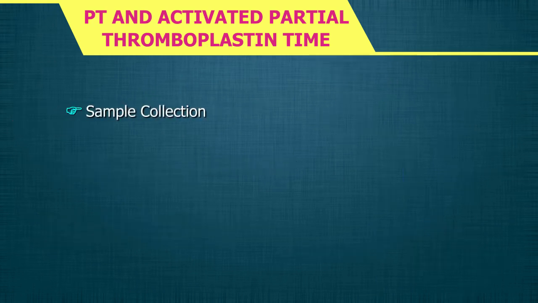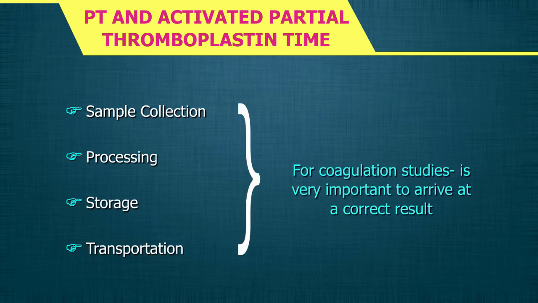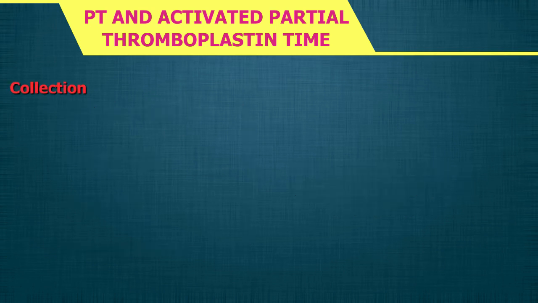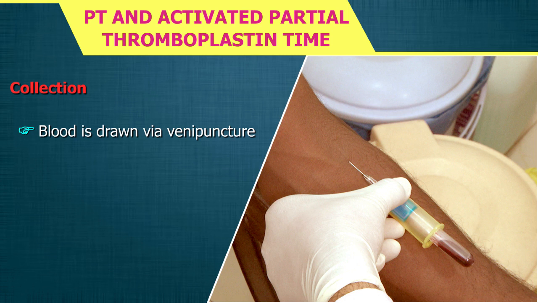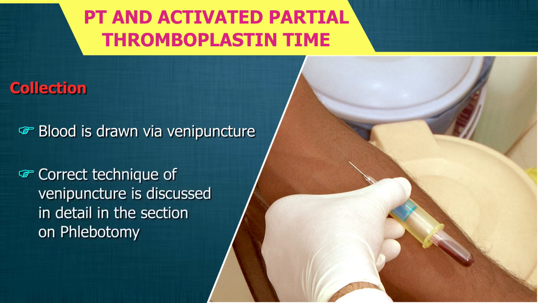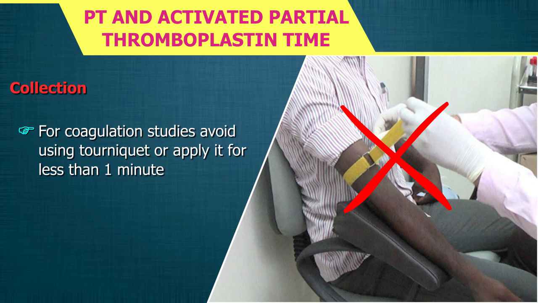Sample collection, processing, storage, and transportation for coagulation studies is very important to arrive at a correct result. Collection. The blood is drawn via venipuncture. The correct technique of venipuncture is discussed in detail in the section on phlebotomy. For coagulation studies, avoid using a tourniquet or apply it for less than 1 minute.